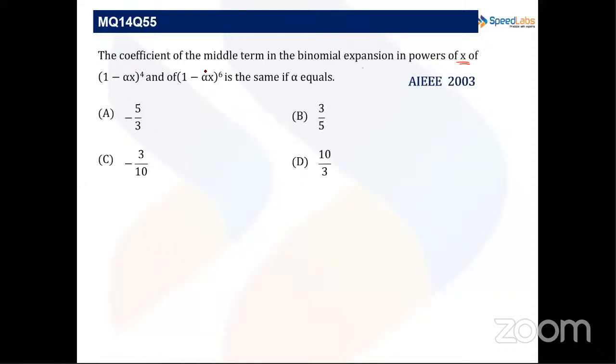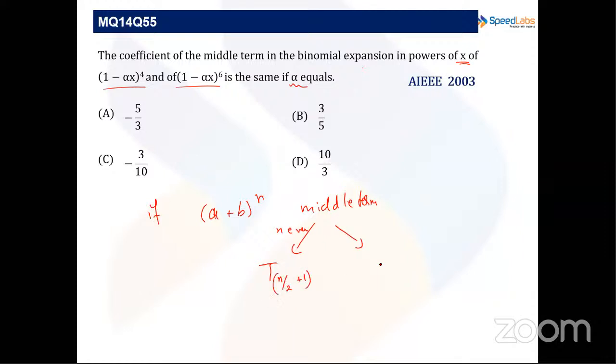Now moving to the next question: the coefficient of the middle term in the binomial expansion of the powers of x of 1 minus alpha x to the power 4 and 1 minus alpha x to the power 6 is the same if alpha equals to. We know that if we have a plus b to the power n, then the concept of middle term is: if n is even, then we have the t n by 2 plus 1th term as the middle term, and if n is odd, then we will have two middle terms, that is the t n plus 1 by 2th term and the t n plus 3 by 2th term.